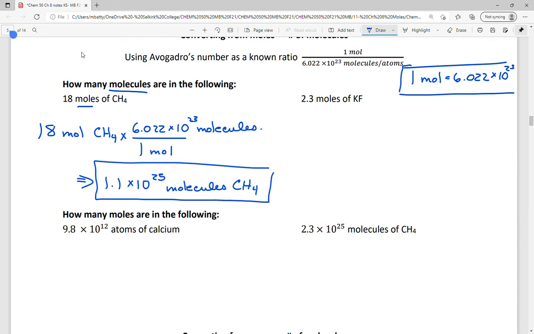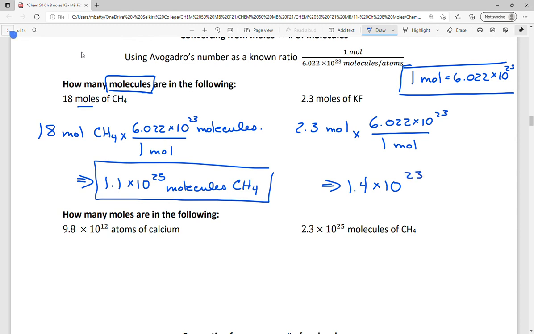The next one here, if we have 2.3 moles of potassium fluoride, well, I'd start with moles of potassium fluoride. If I take a look at my roadmap down below, I'm starting with moles in the middle and I'm trying to go to molecules, which is on the right, and that tells me my Avogadro's number is my conversion factor. And so in this one, I would round to 2 sig figs, or 1.4 times 10 to the 23 molecules of potassium fluoride.